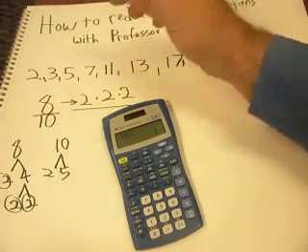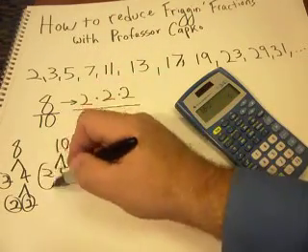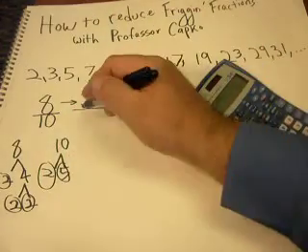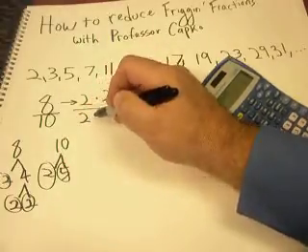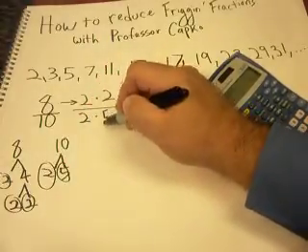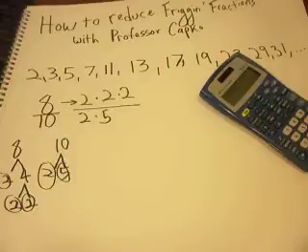Well, 5, guess what, is a prime number as well. So this is a prime number, that's a prime number, so we're done. You cannot break it down anymore. So the bottom is 2 times 5. See, I spread the bottom out like peanut butter.